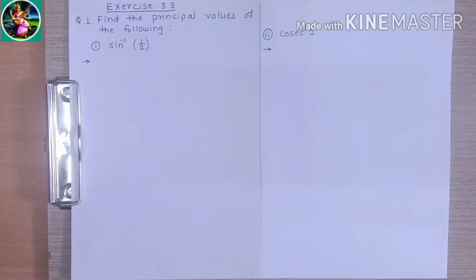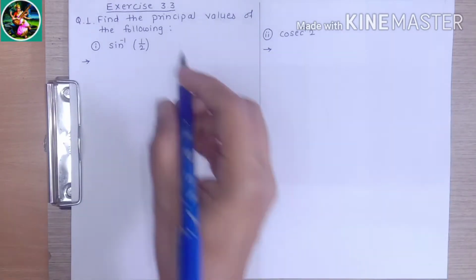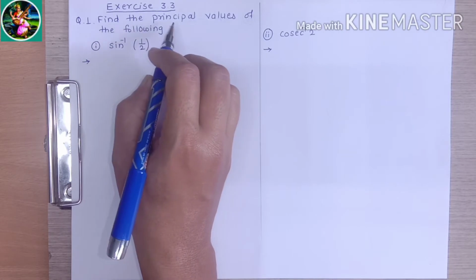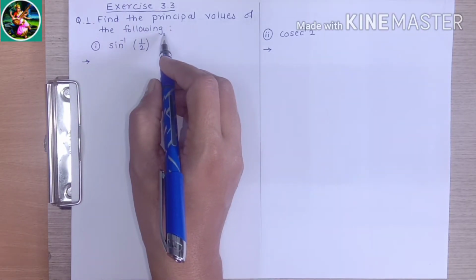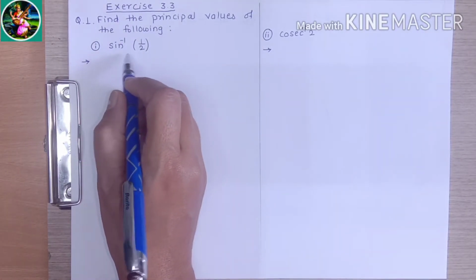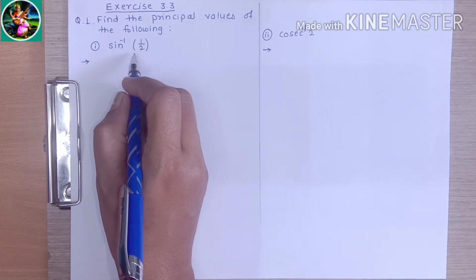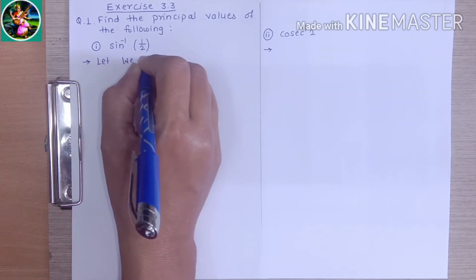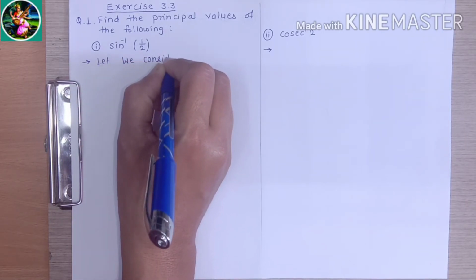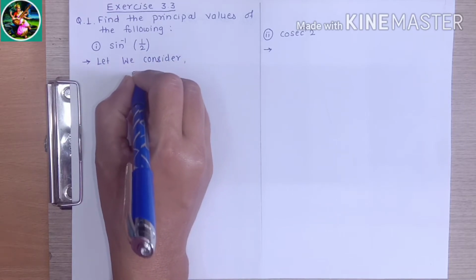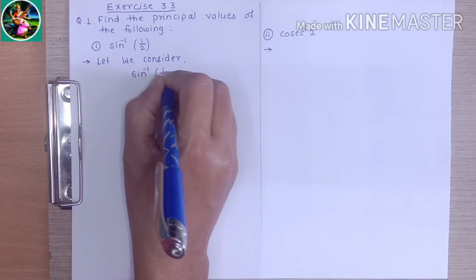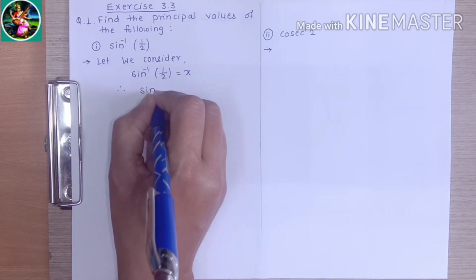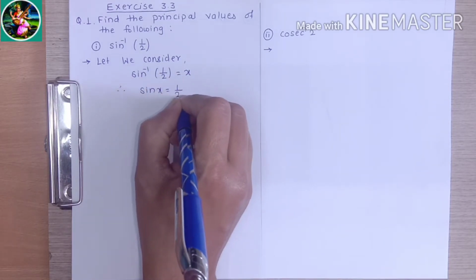Today we are going to solve examples from exercise 3.3. First question: find the principal values of the following. The first example is sine inverse of 1 upon 2. Let us consider that sine inverse of 1 upon 2 is equal to x. Therefore, here we get sin x is equal to 1 upon 2.